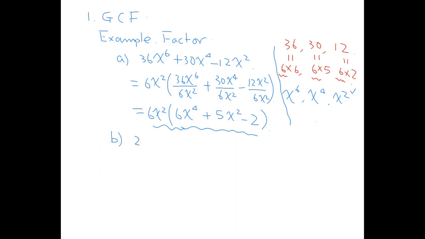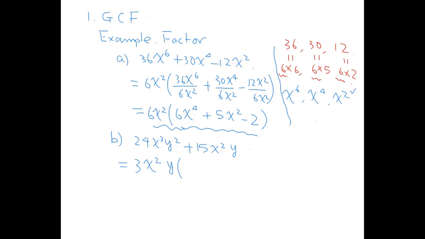And let's take a look at the second one: 24x to the 3rd y squared plus 15x squared y. Here, for the numeric part, 24 and 15, 3 is the greatest common factor. Then there are two variables here. For the first one, you have x to the 3rd and x squared, so we pick the smaller power, x squared. And then y squared and y, we factor this y out.